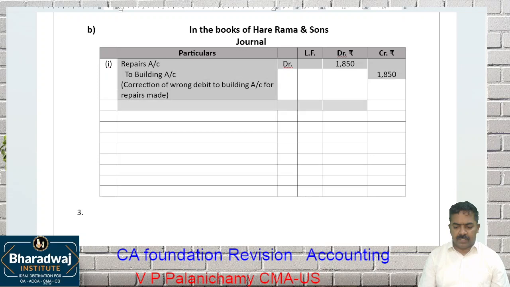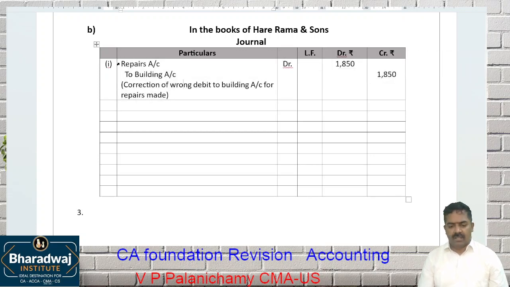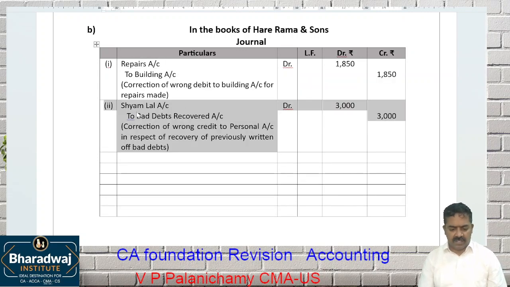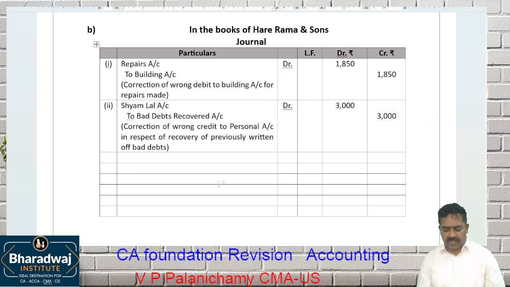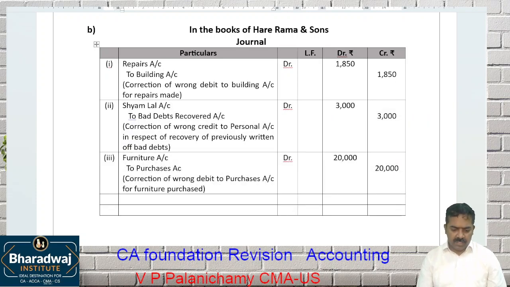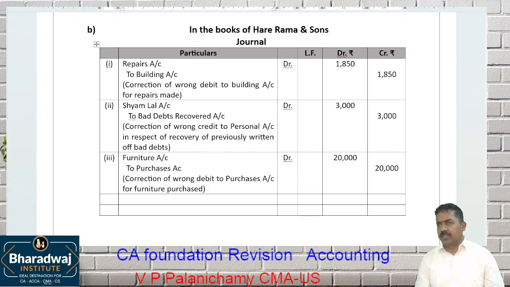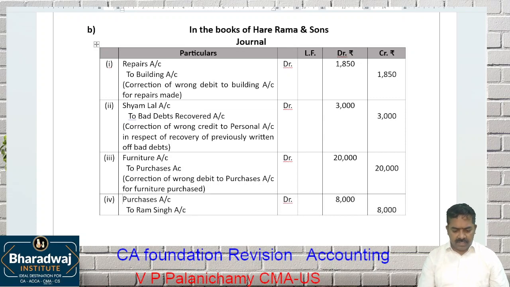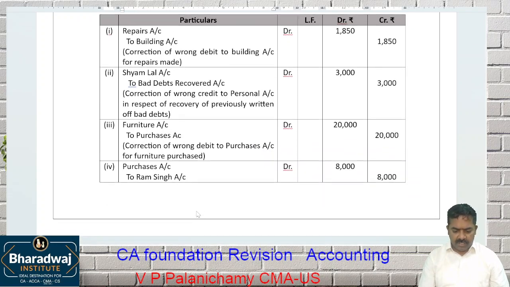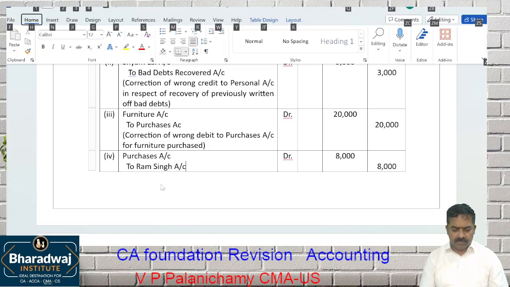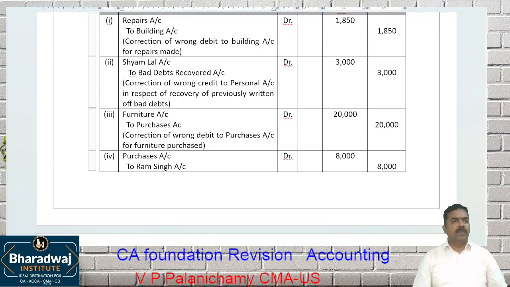First, repairs to building. Why? Repairs wrongly debited to building. Next, Shamlal account debit to bad debts recovered account. Furniture was wrongly debited in purchase account. So furniture account debit to which account? Purchases account. Next, purchases account debit to which account? Ram Singh account. How much? 8,000. Any doubt in it? Please ask.